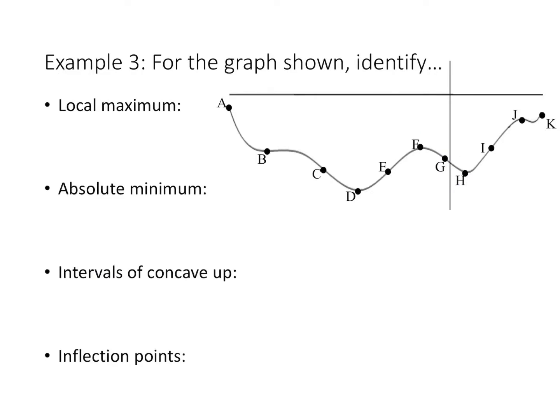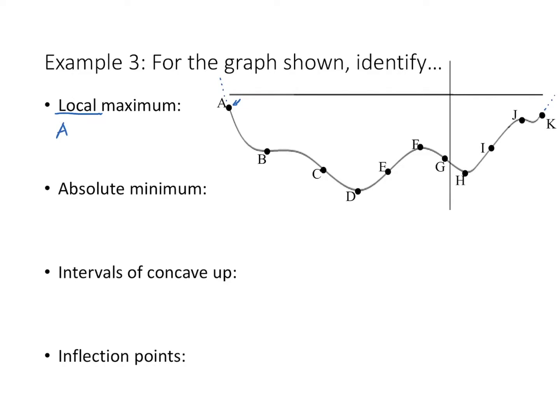Example 3, we're given a graph and we're asked to find some things on the graph. So the first one says to find the local maxima. So local means it is the highest point in a given interval. The first one that I see is A. We are assuming this is on a closed interval, so the graph doesn't continue past this. It actually stops at these endpoints. So A is a local maximum.